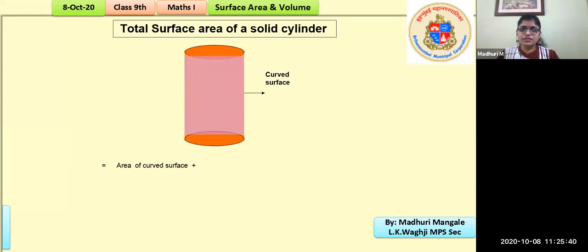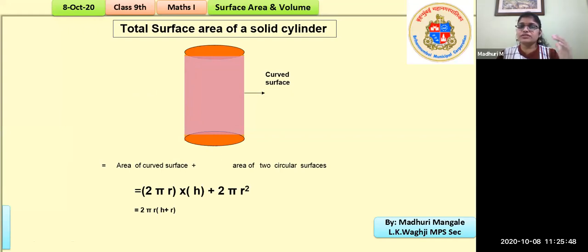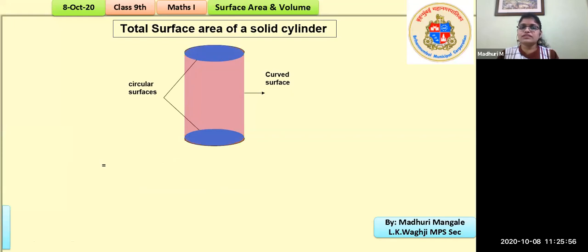To find the total surface area, we are going to add the curved surface area and the top and bottom parts. So, the area of two circular discs or two circular surfaces. What is the area of one circle? We know the area of one circle is pi r squared, right? We have done this in 8th standard. So what is the area of a circle? The area of a circular part is pi r squared.